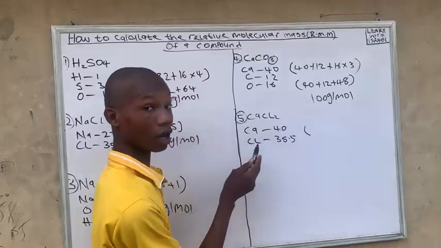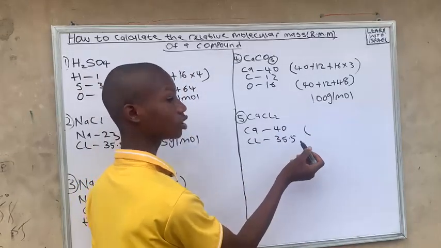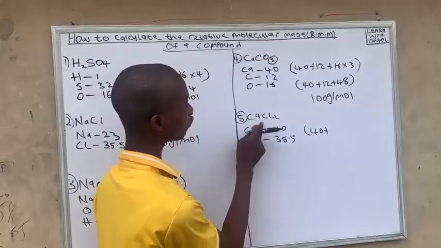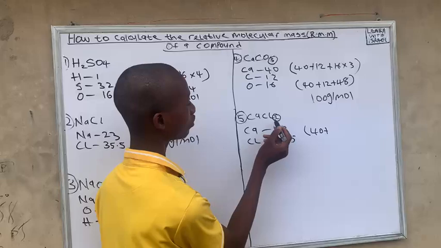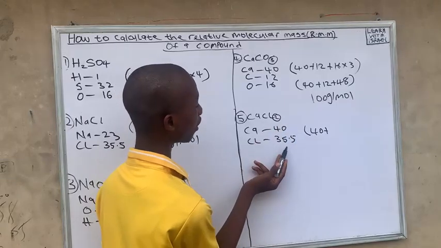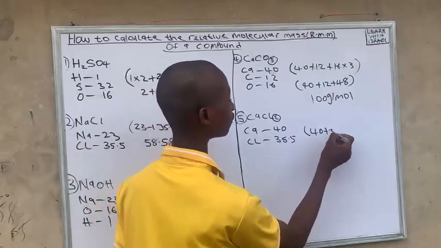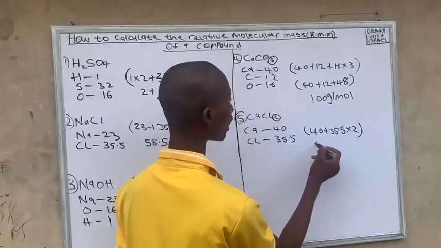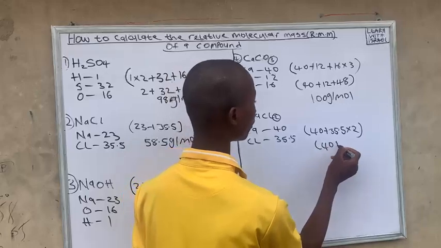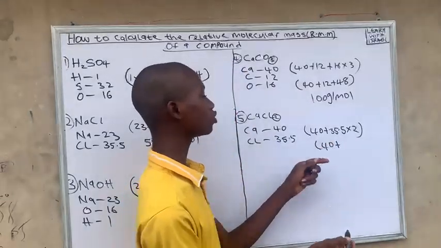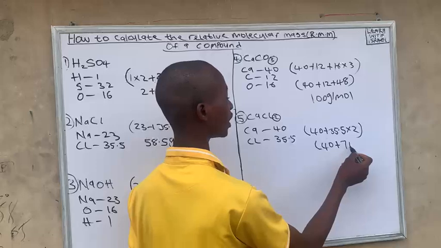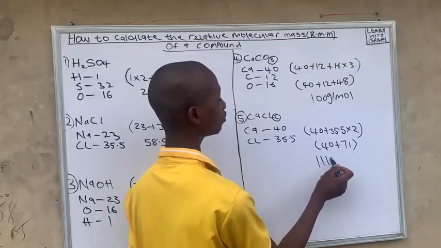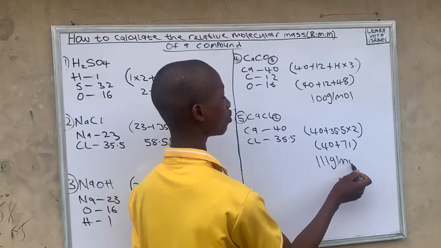We have our calcium to be 40, plus our 35.5. We have two chlorine here, so we multiply our chlorine by 2, that will be 35.5 times 2. So 40 plus 35.5 times 2, which is 71, will give us, at the end of the day, 111 gram per mole.